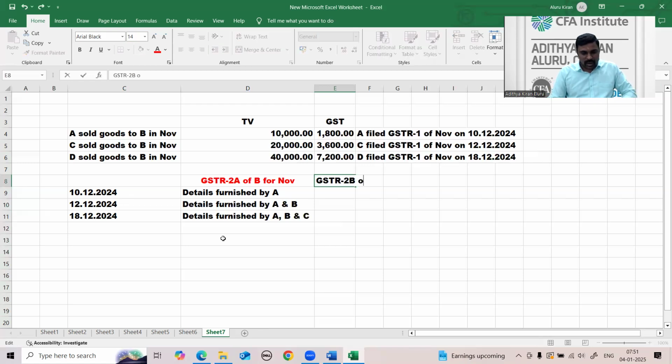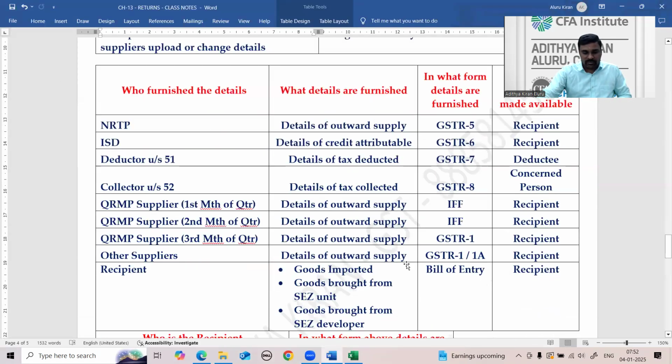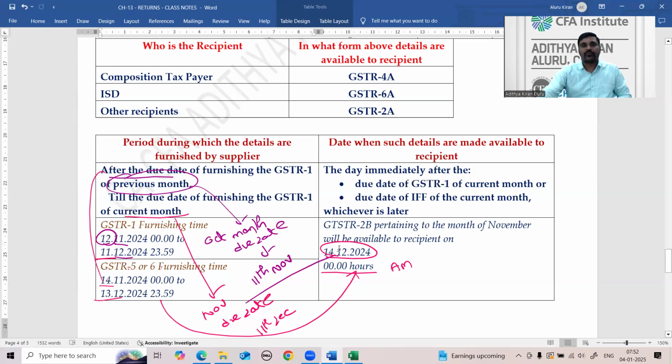GSTR 2B of B for November month. If I open and see the GSTR 2B of November month on 10th December, not yet updated. GSTR 2B not yet generated. Why it is not yet generated, sir? As we discussed here, GSTR 2B will be generated only on 14th.